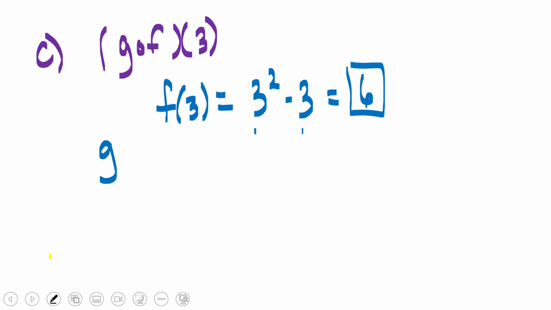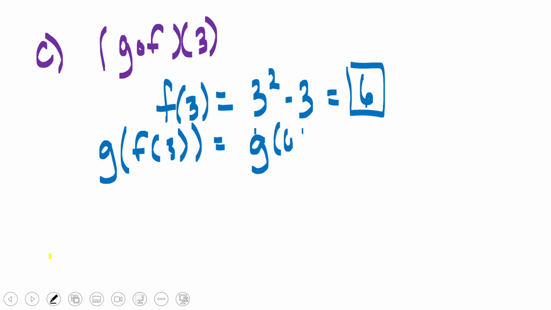Well, g f of 3 equals g of 6 in substitution. And we're going to pull from our original expression given 2 times 6 plus 1, plugging in a 6 everywhere there is an x. And we're going to have 12 plus 1 equals 13.